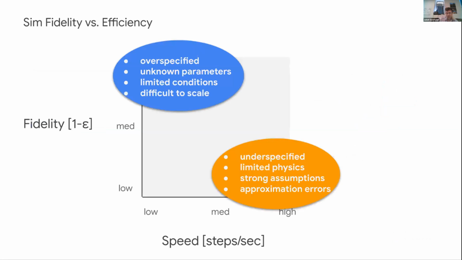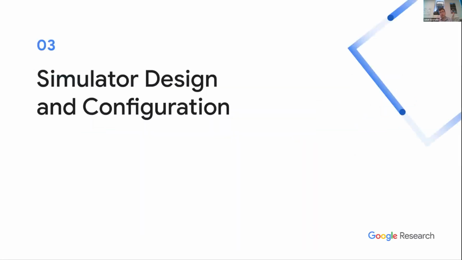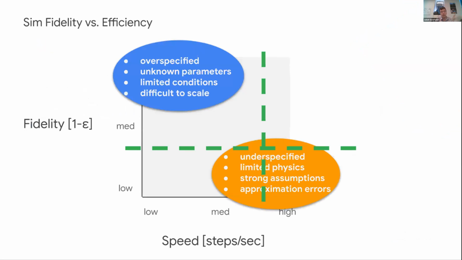So, to put this visually, you can think of it as a trade-off between fidelity and speed. Speed here can mean both the speed of running the simulator, but also the speed in terms of how long it takes in human labor to actually get the simulator up and running on a given building. So there's a trade-off.